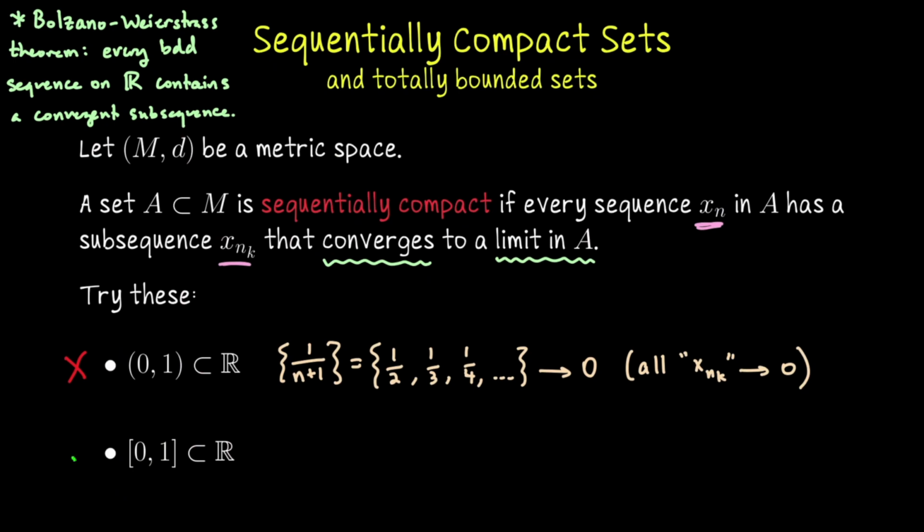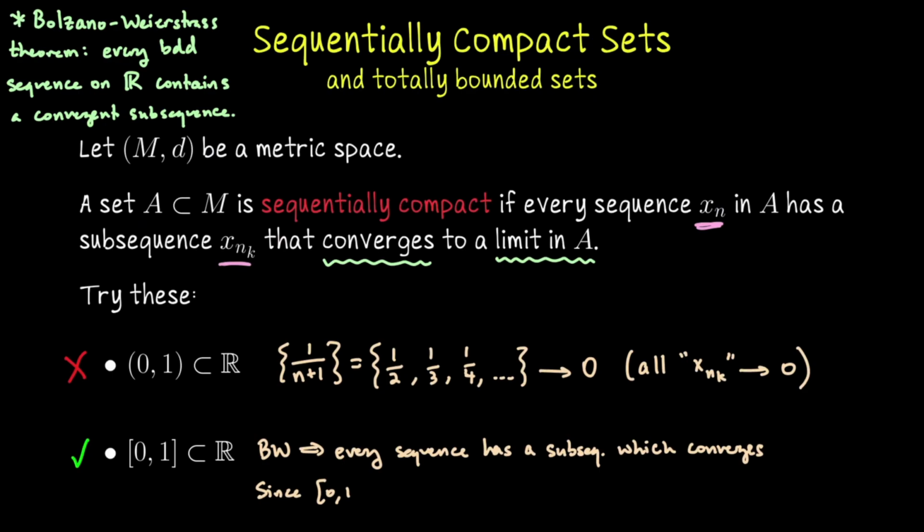All right, so I'm not going to write out a full proof here. I'll just write the brief justification. Bolzano-Weierstrass tells us that basically the first behavior we're looking for happens. Every sequence has a subsequence which converges. And then since 0 to 1 is closed, the sequential limit must be in the set.